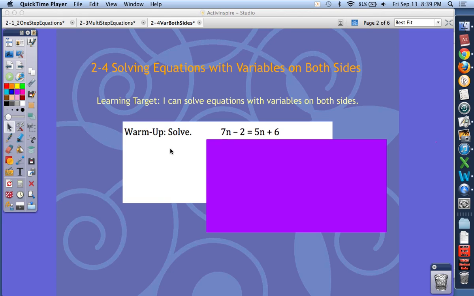Copy down your target for today. Today you're going to be working on solving equations with variables on both sides. You're following the same steps that you've been following for the last couple of days: isolate the variable, work backwards, and always check your answer. Pause the video, copy down the target, complete your warm-up, then press play.